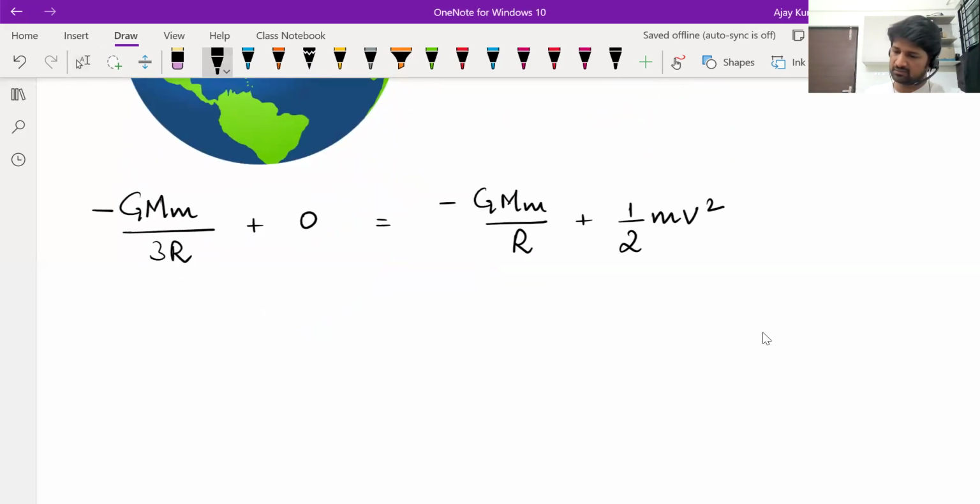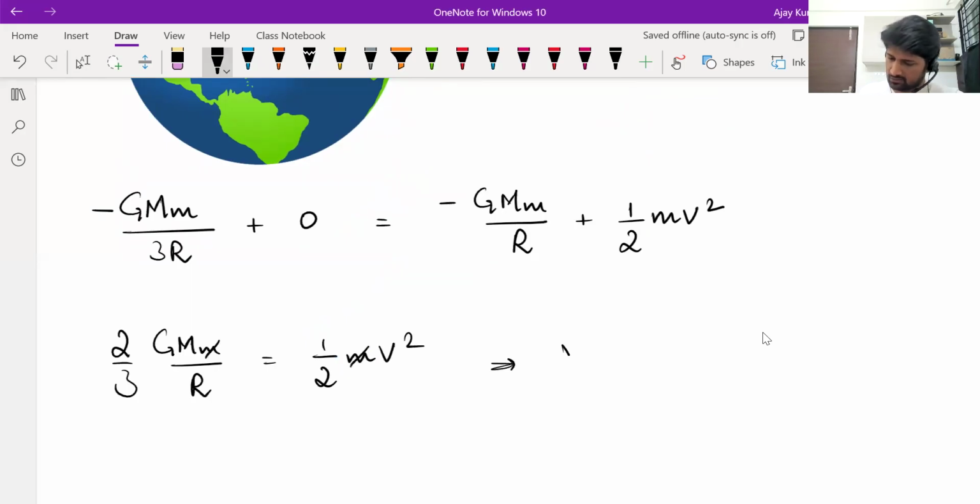Okay. Minus GMm by R, send it this side, becomes plus. So 1 minus 1 by 3. 2 by 3 GMm by R is equal to half m v square. Okay. Aishwarya, good, your answer is correct. You get v as under root 4 GM by 3R.